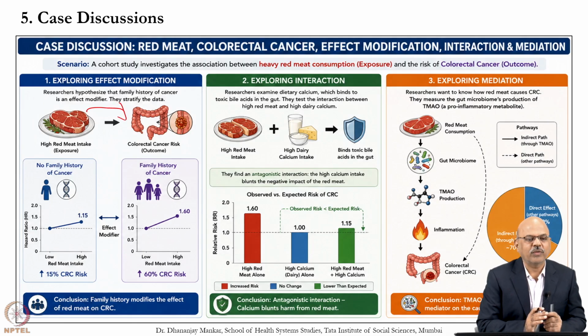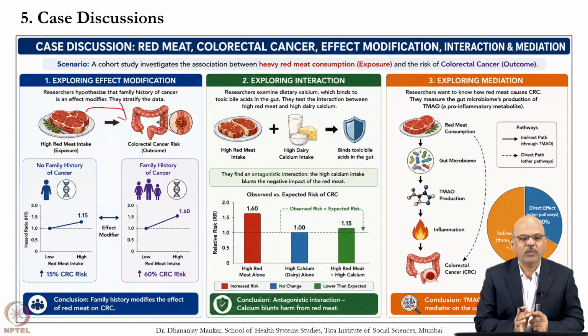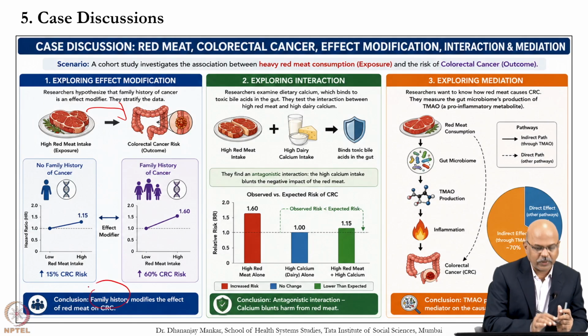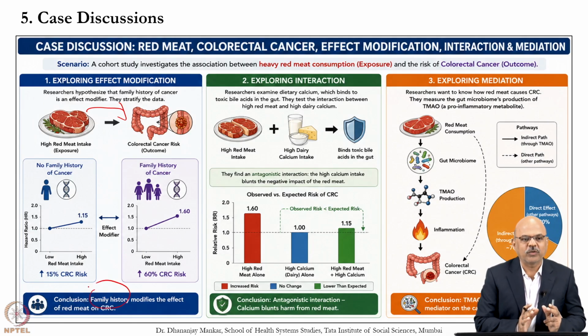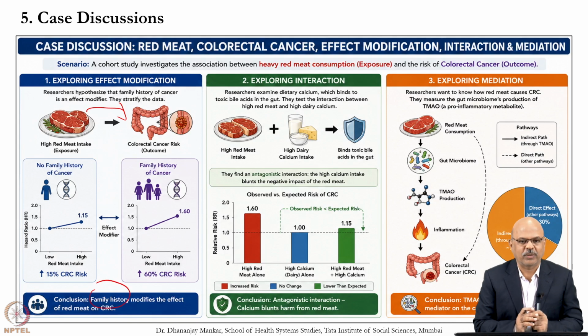So no family history of cancer, okay, low risk. Family history of cancer, high risk. 15% high risk of colorectal cancer. Family history of cancer, you have 60% high risk. So you may have a high risk for this. So what is the conclusion? Family history modifies the effect of red meat on colorectal cancer. The family history is very important over here. Okay, that is called exploring effect modification.